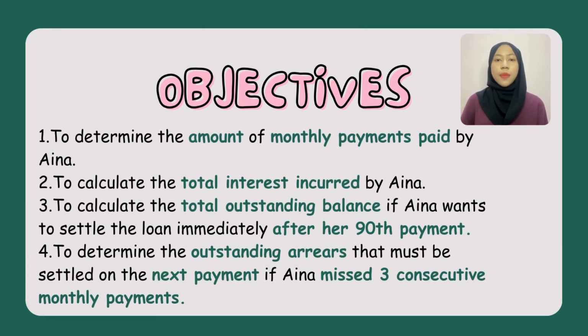Objectives of case study 2. 1. To determine the amount of monthly payment paid by Aina. 2. To calculate the total interest incurred by Aina. 3. To calculate the total outstanding balance if Aina wants to settle the loan immediately after her 90th payment. 4. To determine the outstanding arrears that must be settled on the next payment if Aina missed 3 consecutive monthly payments.